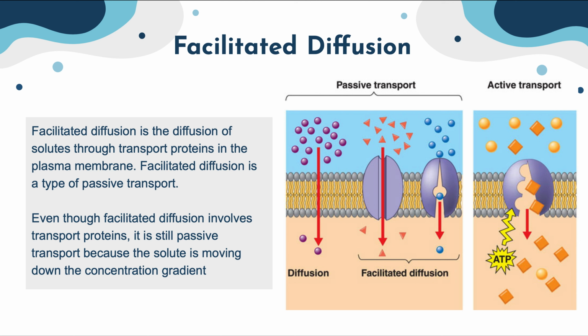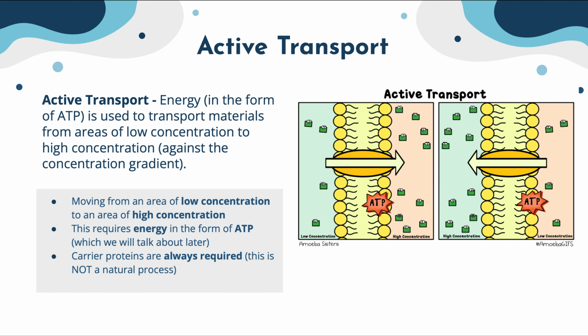Now let's discuss facilitated diffusion. Facilitated diffusion is the diffusion of solutes through transport proteins in the cell membrane. Facilitated diffusion is a type of passive transport. Even though facilitated diffusion involves transport proteins, it is still passive transport because the solute is moving down the concentration gradient, as shown in the diagram here.